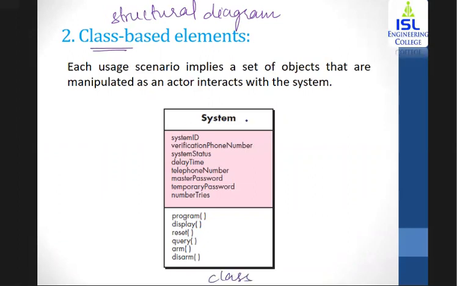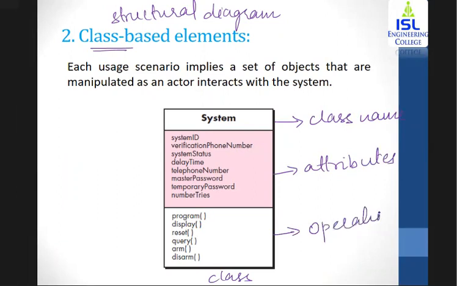Within the class, you're going to have three compartments. The first compartment is going to be the class name. The second compartment is going to be the attributes for this particular class. Within the third compartment, you're going to have the operations. Now you need to be clear in here that this class is going to have the sharp edges.